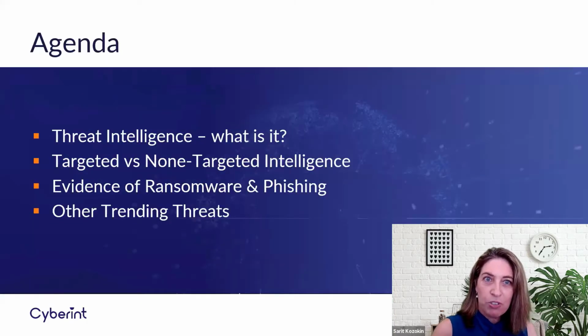So the agenda of today is to try and cover what is threat intelligence. We'll say a few words about that. And then we will talk about the classification of threat intelligence into targeted and non-targeted and what they mean and what you can do with it. Then we will show some evidence of ransomware and phishing as examples of trending attacks and some other examples at the end. I hope you will find this interesting, and I think we now can start.